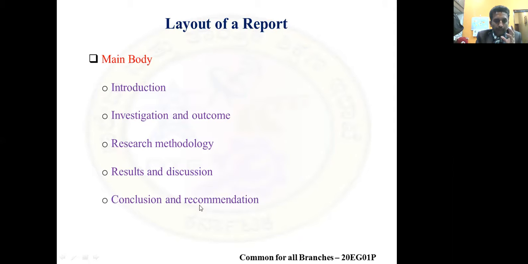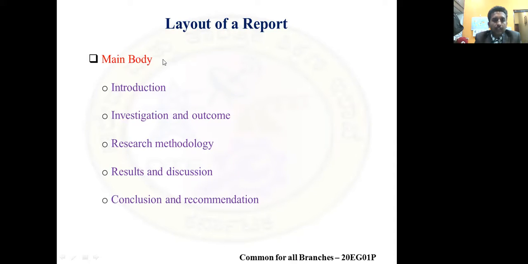Here we have to suggest how we think the situation could be improved, and the recommendation should be very specific, and very importantly achievable and also measurable as well. So these are all the instrumental elements that must be incorporated in the main body of a report.